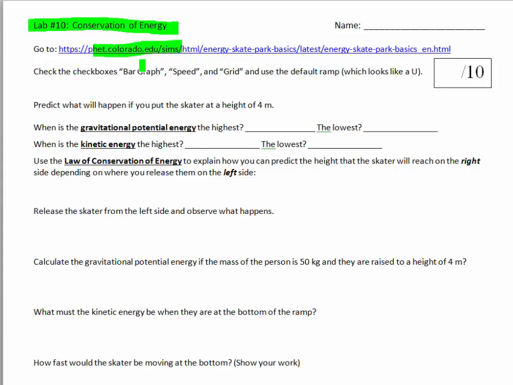So you're going to go to the simulation and check some checkboxes. And again, as usual, make a prediction. And then what you're going to do is release this skater and let him go. And think about where the potential energy is the largest and when the kinetic energy is the largest.